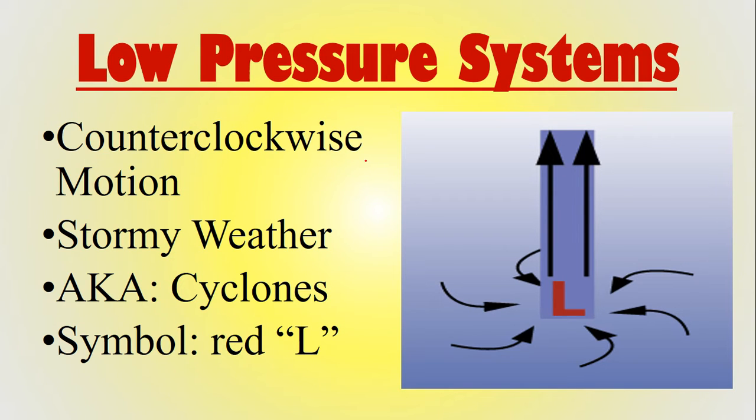Low pressure systems are kind of opposite. They go in a counterclockwise motion. They usually bring stormy weather. We also call them cyclones. That would be a red L or an L on the weather map, and also the air is rising. If you've ever heard of a hurricane, hurricanes are low pressure systems.